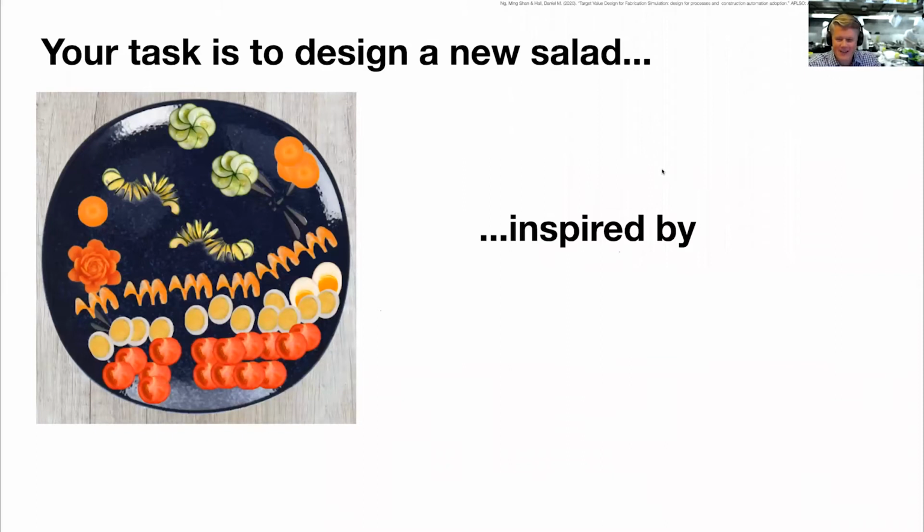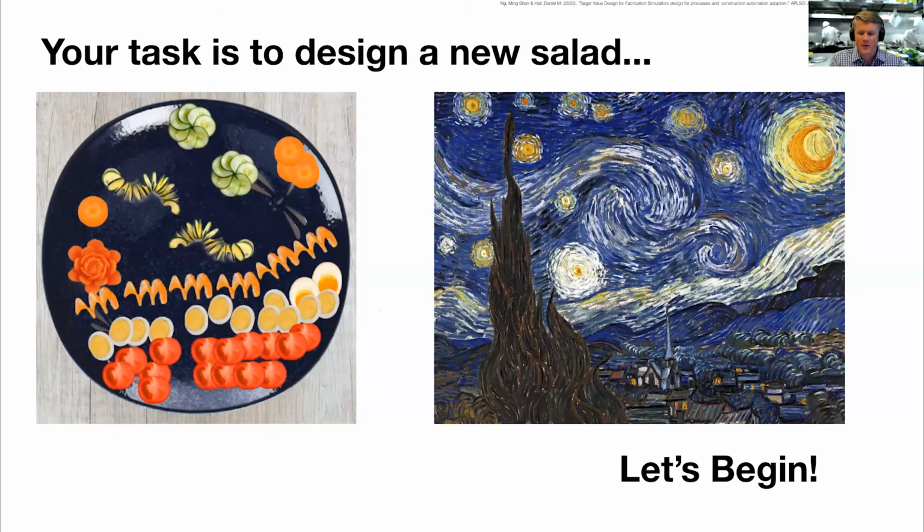Okay, so your task is to design a new salad. But again, remember, you're opening a new fancy restaurant, so it cannot be any salad, but it really needs to be inspired. So your inspiration today is Starry, Starry Night. That is your design inspiration for your salad. So artistic chef, pay very close attention to this inspiration. All right, so let's begin.